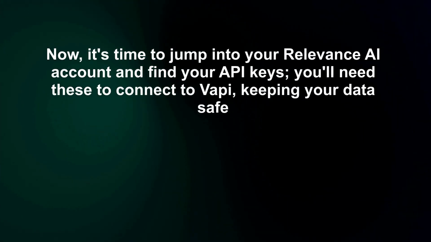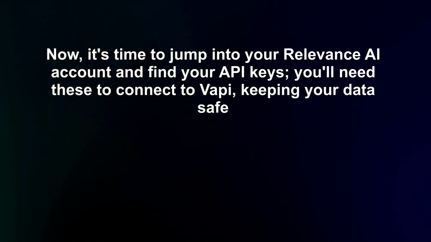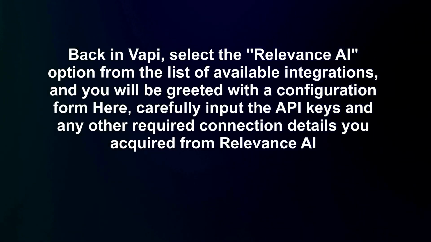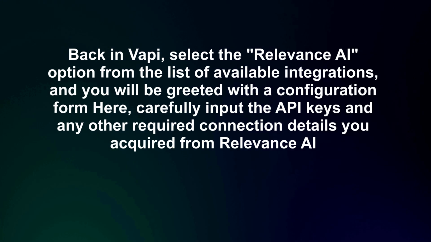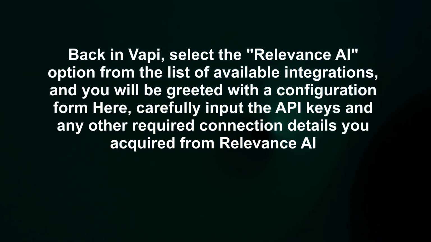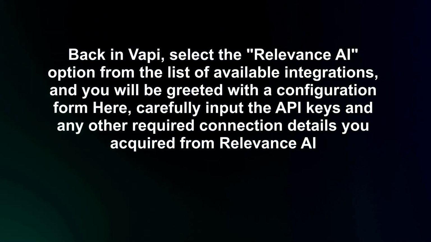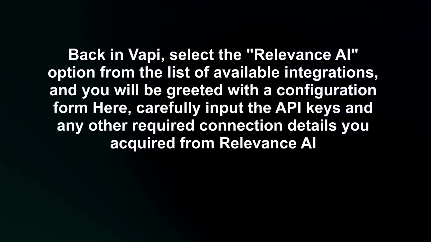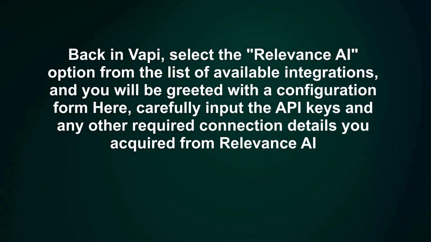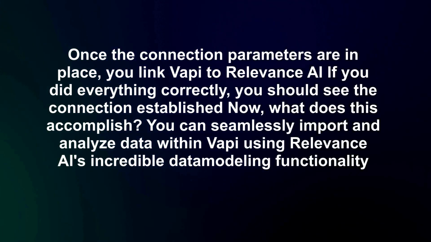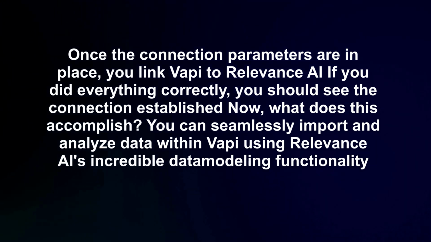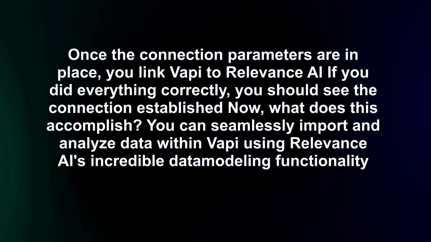You'll need these to connect to Vapi, keeping your data safe. Back in Vapi, select the Relevance AI option from the list of available integrations, and you will be greeted with a configuration form here. Carefully input the API keys and any other required connection details you acquired from Relevance AI. Once the connection parameters are in place, you link Vapi to Relevance AI. If you did everything correctly, you should see the connection established now.